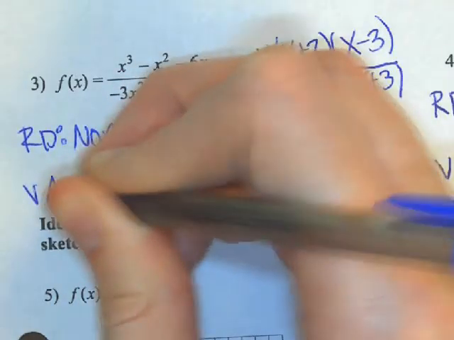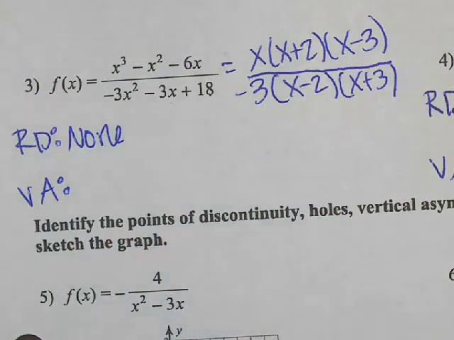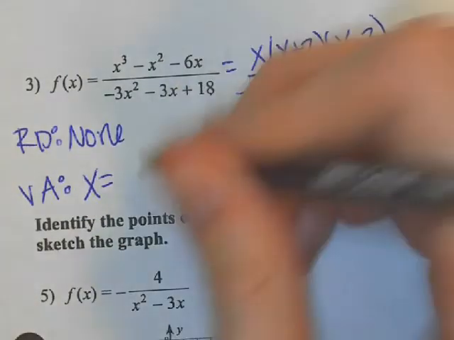But since we know that there's still two values that we cannot have, what does that mean? They're both going to be your vertical asymptotes. Can we have two vertical asymptotes? Of course.